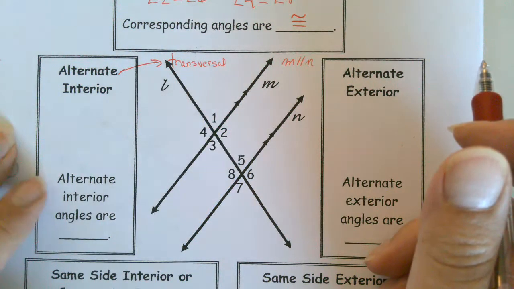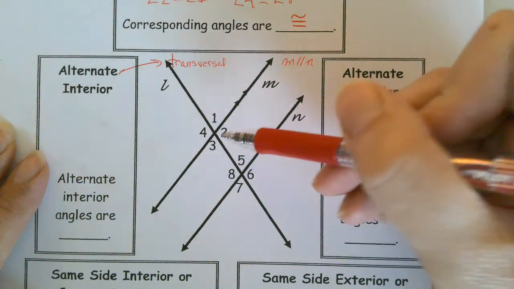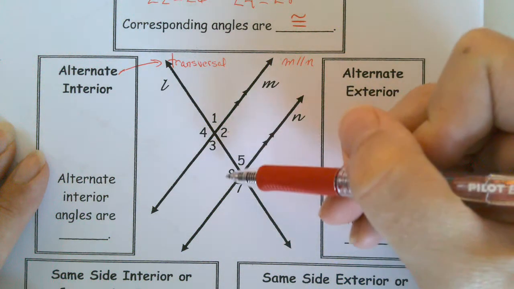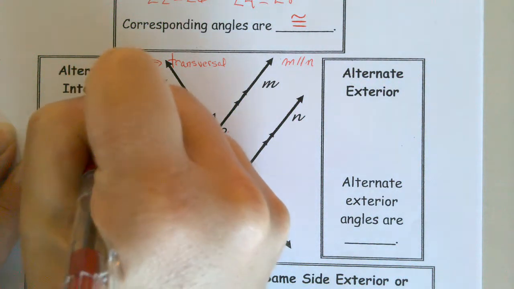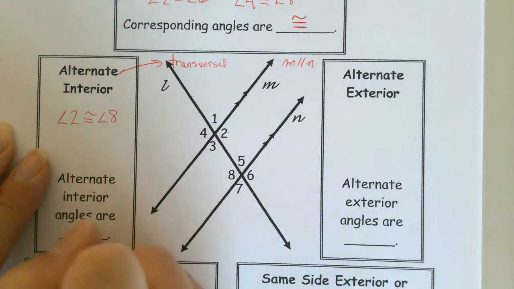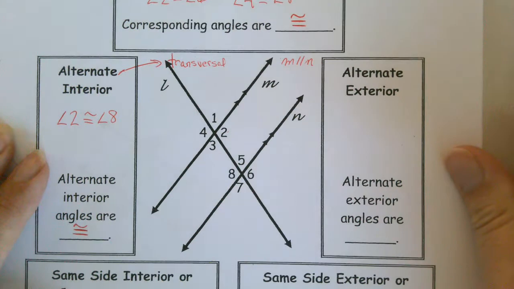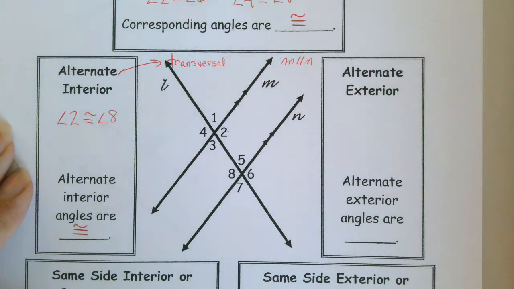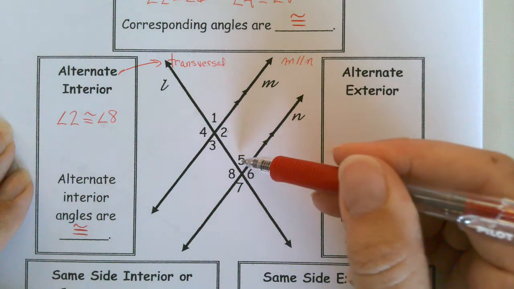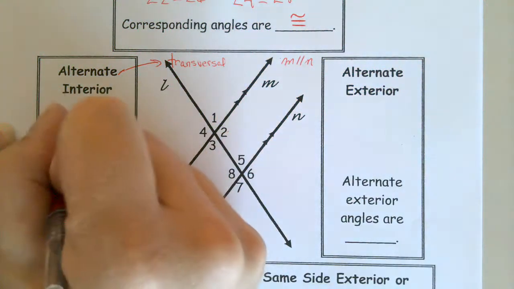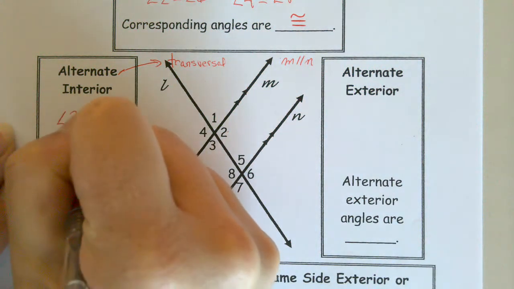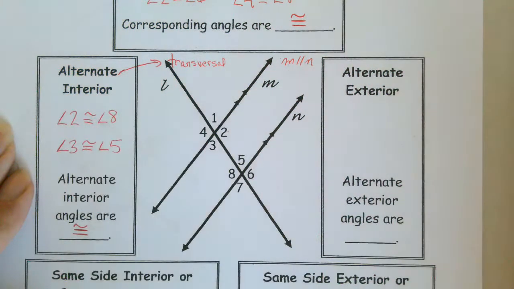All right, so alternate interior angles. So 2 is interior and it alternates with 8. So angle 2 is congruent to angle 8, and I should put that down. That is the relationship. Alternate interior angles are congruent. What's the other set of alternate interior angles? Angle 3 and angle 5. So they alternate this transversal and they're inside the parallel lines. Angle 3 is congruent to angle 5.